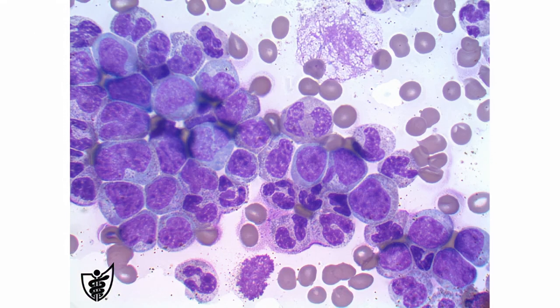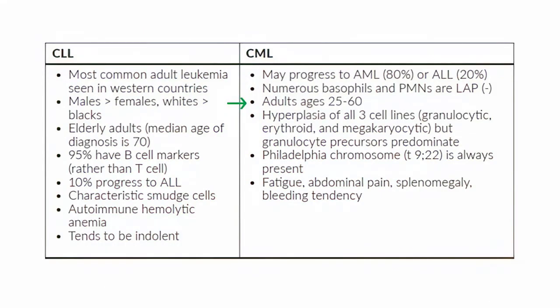Now here's a picture of a bone marrow biopsy from a patient with CML, and you see lots of myeloid precursors like promyelocytes and myelocytes and metamyelocytes. But what you don't expect to see is really immature blasts. Now CML occurs in slightly younger individuals, around 25 to 60 years of age, but the average age is around 55. So again, ML is for midlife.